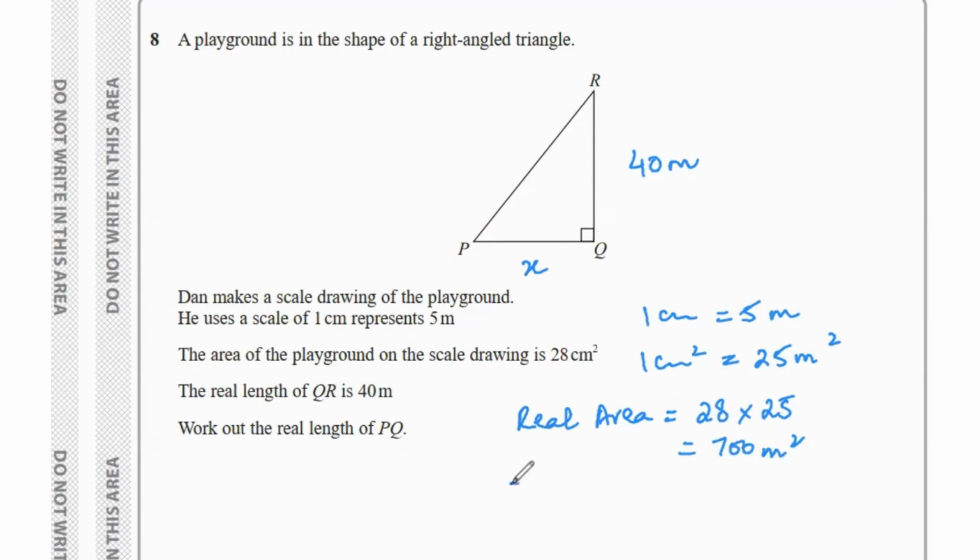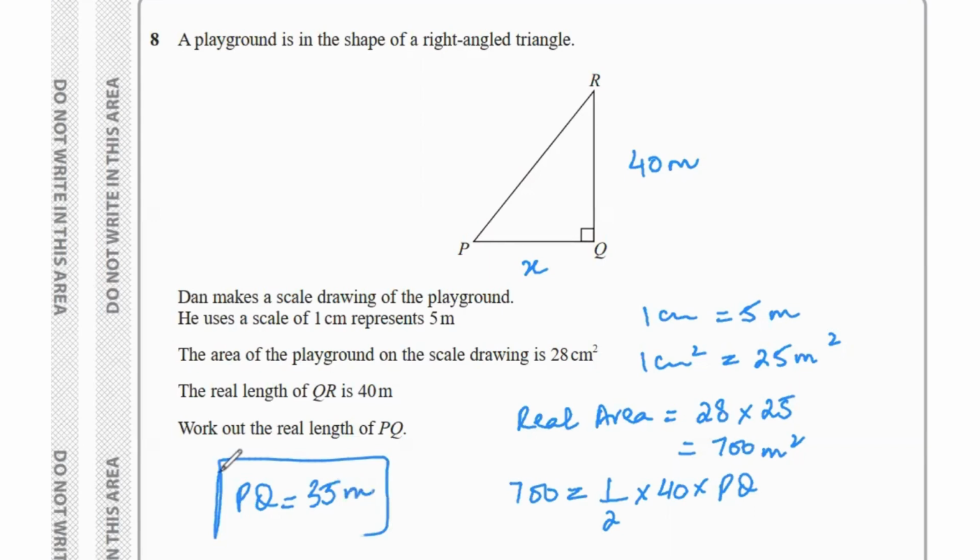After that, we're going to put 700 equal to 1 over 2 times 40 times PQ, because this is a right angle triangle, and the area of a triangle is 1 over 2 times base times height. Base is PQ, height is 40. So 700 times 2, which is 1400, divided by 40. That's going to give us 35 meters. So that is your real length of PQ.